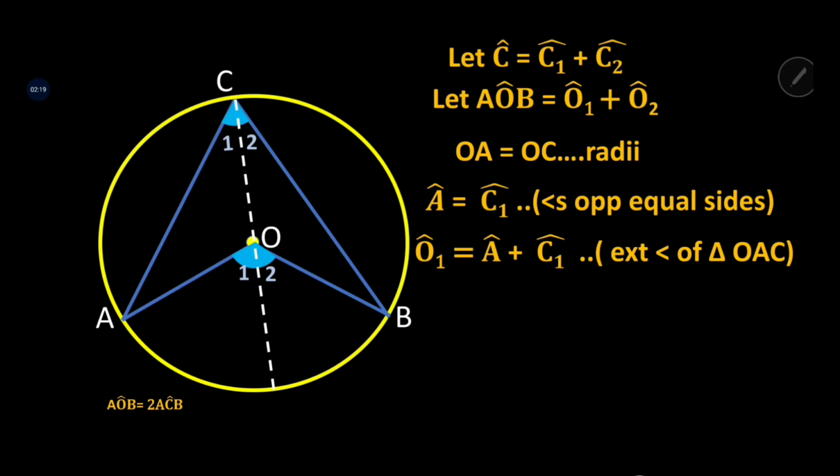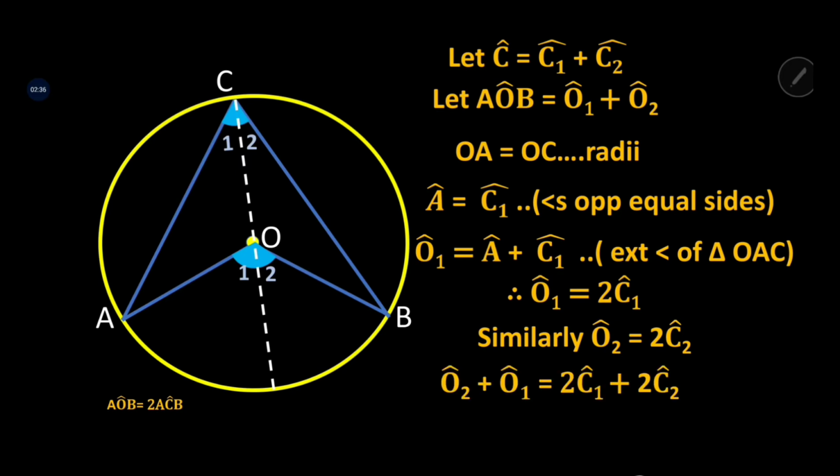This means that angle O1 is equal to 2 of C1. In the same instance, I can similarly prove that O2 is equal to 2 of C2. Okay. Now, angle O2 plus angle O1 is now equal to angle 2C1 plus 2C2. Therefore, we have proven that angle AOB is equal to 2 ACB.